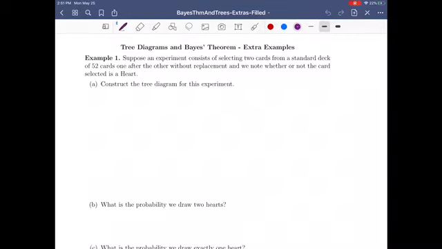In this video, we're going to do some extra examples that use Bayes' theorem and/or tree diagrams. So let's jump right in.